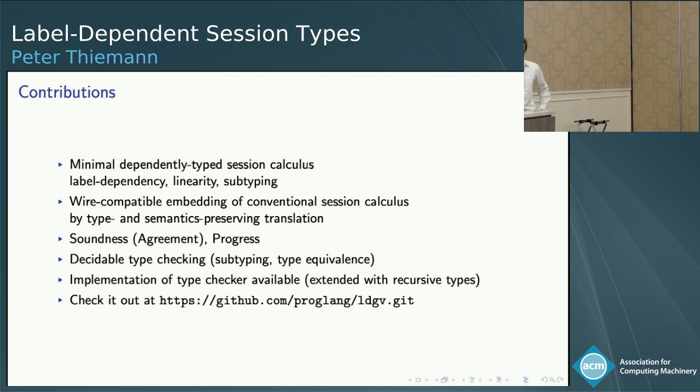Moreover, we have an implementation of the type checker. The type checker does more than is actually shown in the paper. The type checker is extended to also work with recursive types. If you want to play with it, you can check it out at this GitHub page. And with that, thank you for your attention.